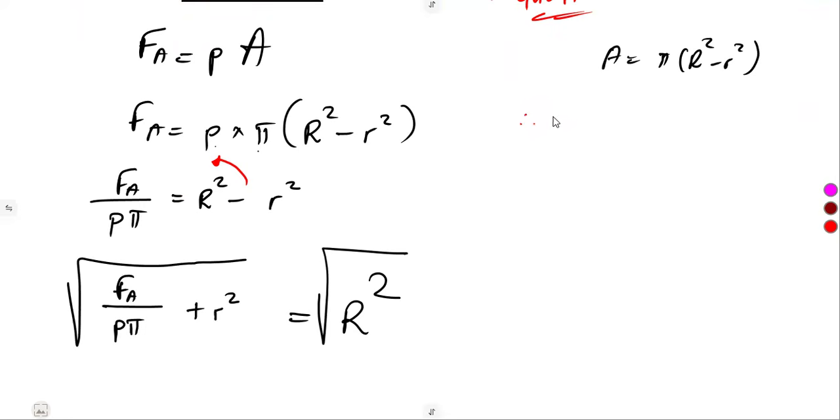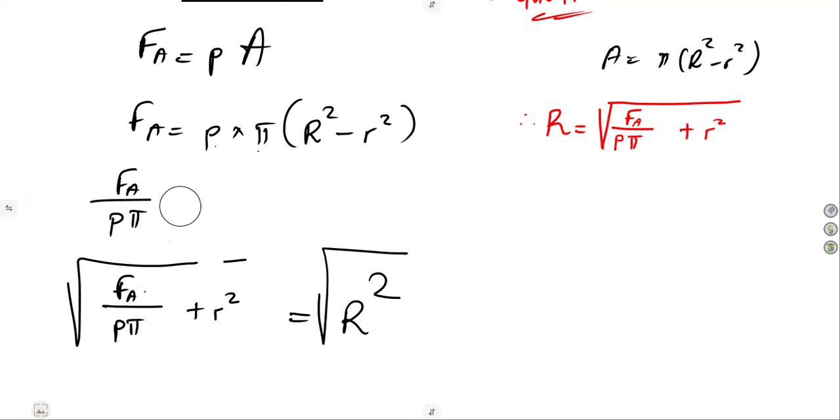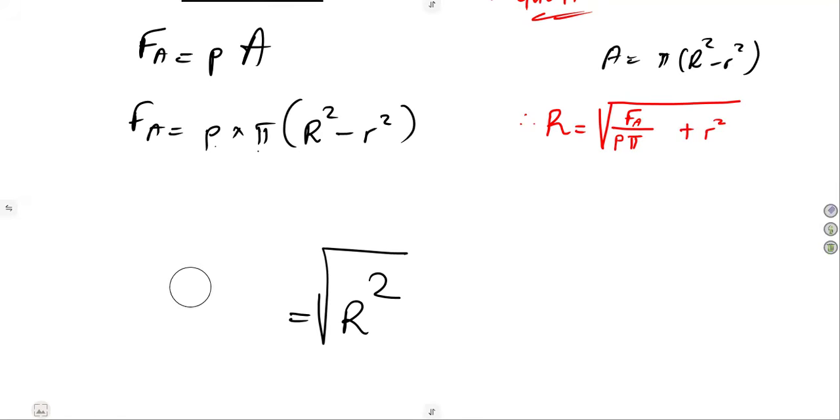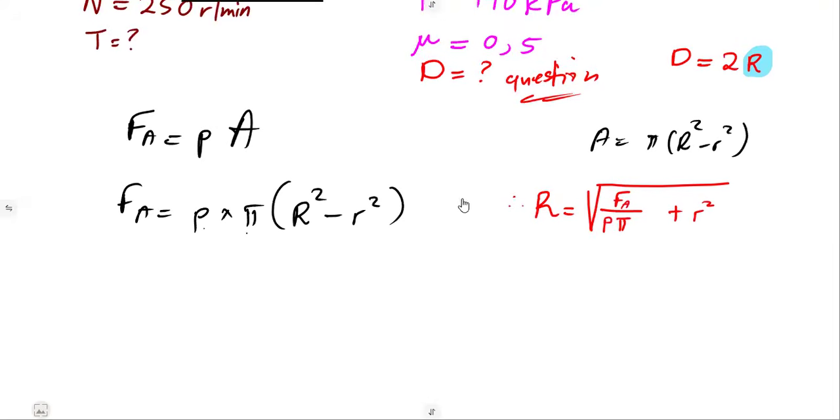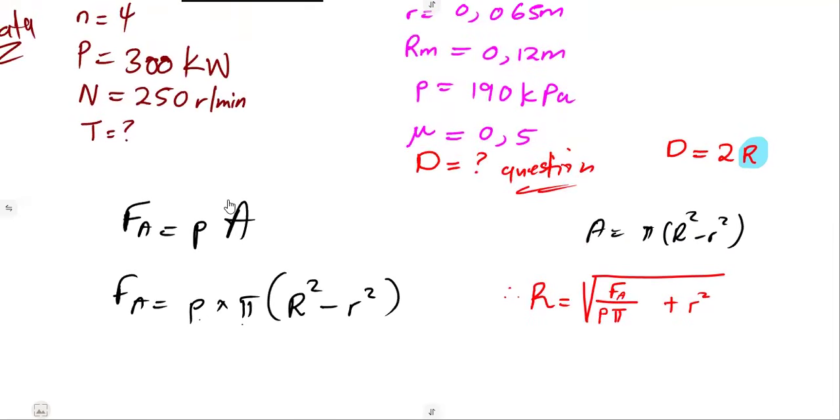So therefore, the formula that we're going to use was going to be r is equal to the square root of what? FA over this. So that's our axial force over pressure times pi plus what? Plus r squared, which is the inner radius. So this, guys, is just a matter of playing with our mathematics. Let's try, guys. We're also doing mathematics N6, isn't it? So this one is easier for us to play around, change of subject.